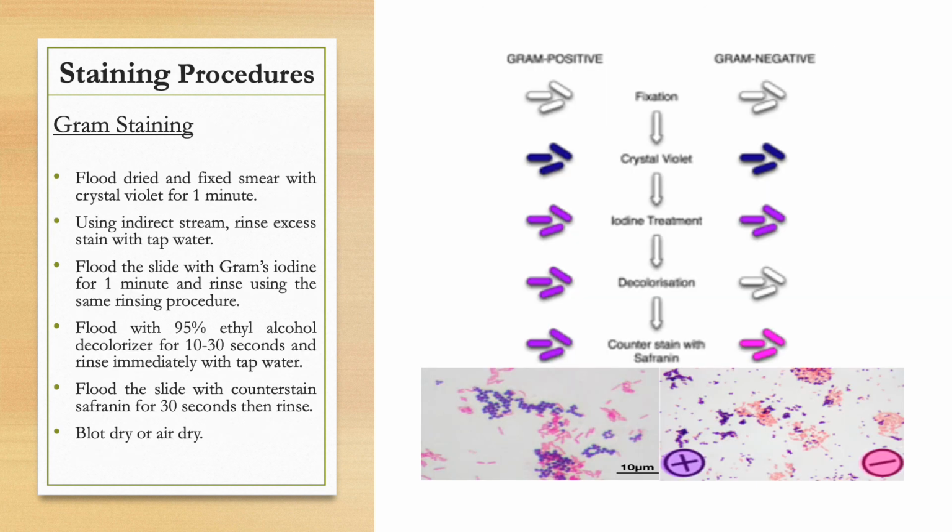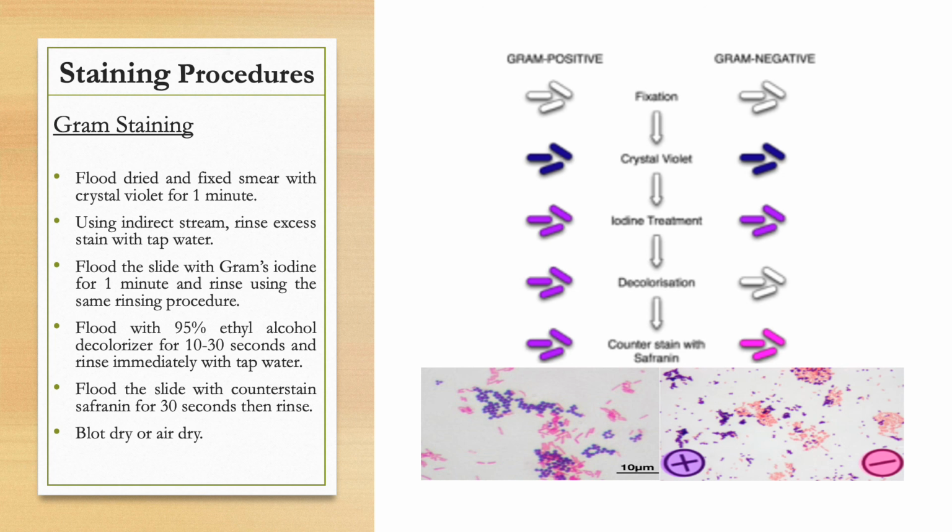Then we have our gram staining. This is an example of a differential stain, meaning one type of stain is used to color certain bacteria and another type of stain is used to color the remaining type of bacteria. Right, for the procedure, flood dried and fixed smears with crystal violet for 1 minute. And after that, you rinse the excess stain with an indirect stream of tap water. Make sure again that it is really an indirect stream because if you hit your smear directly with your water, this can cause some cells to be washed off.